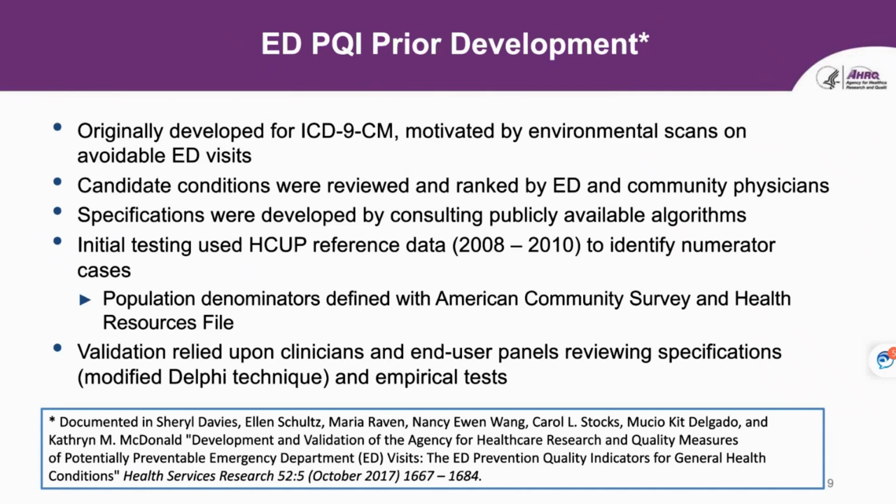Using AHRQ's data from the period 2008 to 2010, linked with the Area Health Resource File and American Community Survey, an empirical review and validation were conducted by assessing the relation of the ED PQIs to community predictors of ambulatory care quality. These results were reviewed in turn and measure specifications refined and completed by a panel of clinicians and end users using a modified Delphi technique. Results were published in the peer-reviewed literature, with the citation appearing at the bottom of the slide.